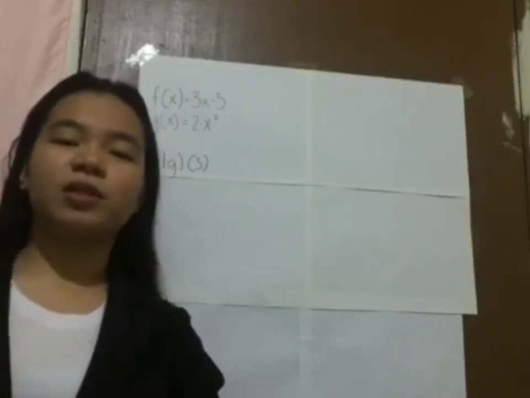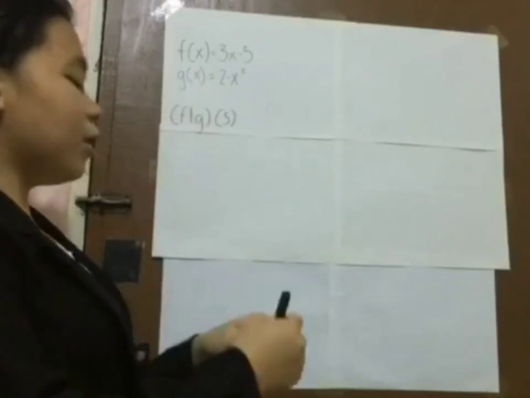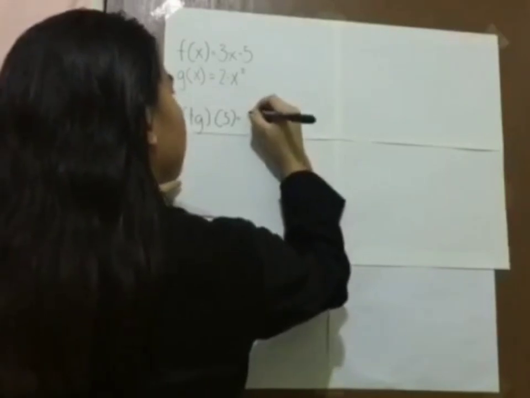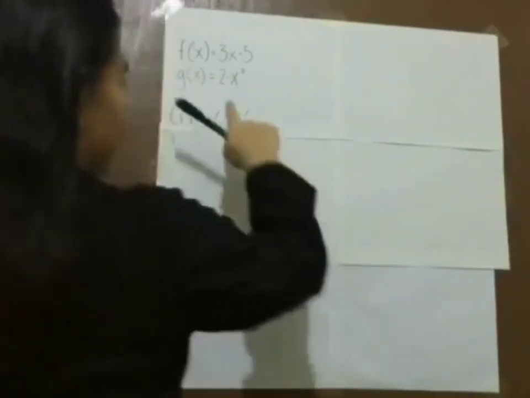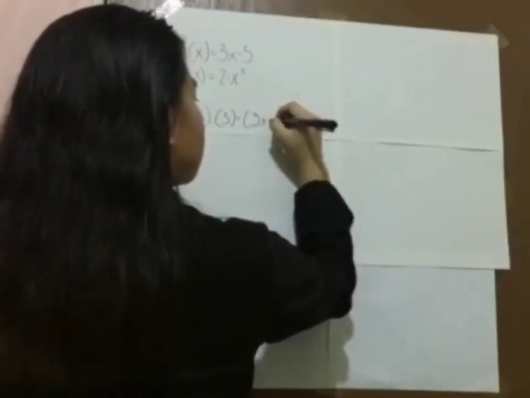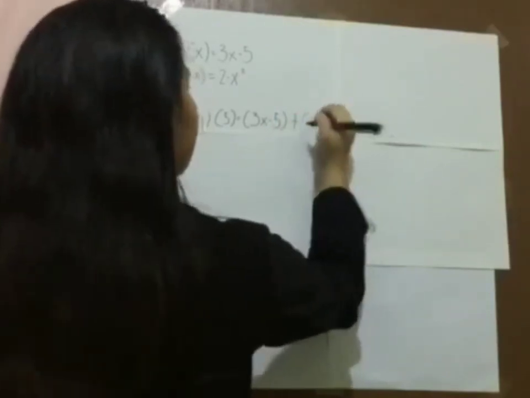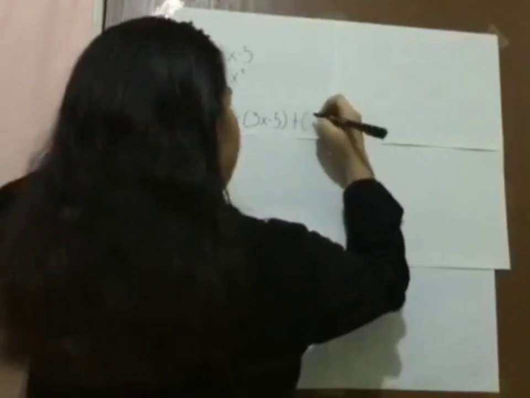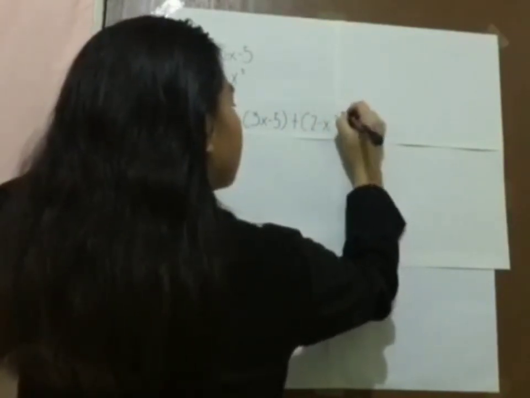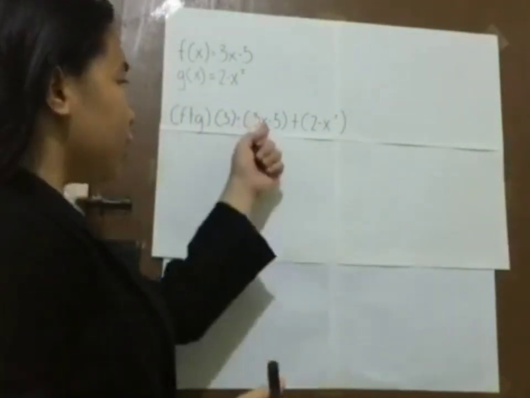So let's start our solution. Let's write the value of f(x) and the value of g(x). f(x) is equal to 3x minus 5, plus 2 minus x squared. As I said earlier, we're going to change the x into 5.